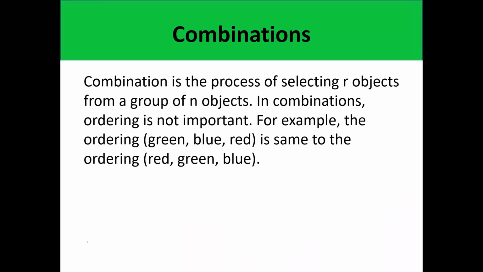Combination is the process of selecting R objects from a group of N objects. In combinations, ordering is not important, unlike in permutations. For example, the ordering green, blue, and red is just the same as the ordering red, green, and blue. So these two will have the same count.